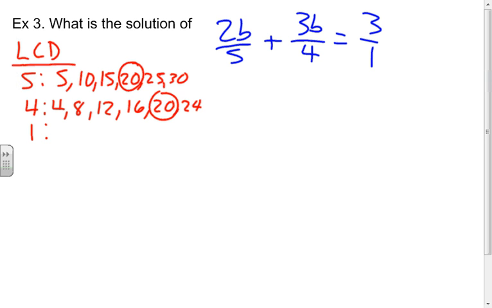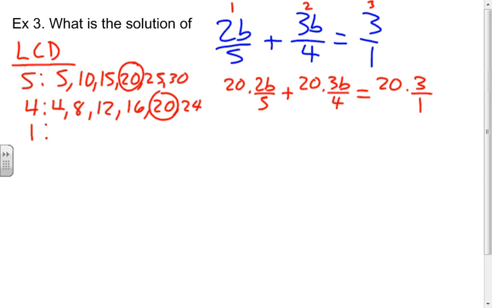So I have to take my problem, and how many parts are there? Well, there's the 2b over 5. That's one part. There's 3b divided by 4. That's the second part. And there's 3 over 1. That's the third part. There's 3 parts of this problem. I have to multiply all of them by 20. Okay? So 20 times 2b over 5 plus 20 times 3b over 4 equals 20 times 3 over 1. I multiplied all 3 parts by 20.